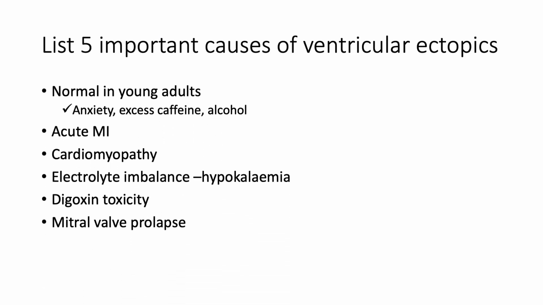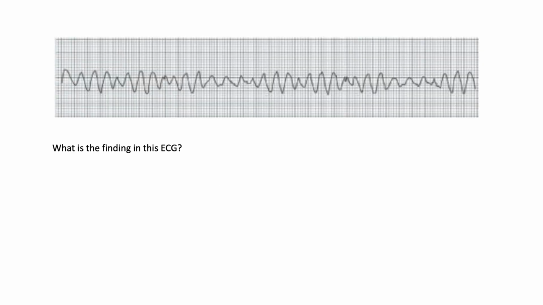And common causes in our setting can be a normal variant in young adults because of anxiety, excess caffeine, alcohol. Could occur in the setting of acute myocardial infarct, cardiomyopathy, due to electrolyte imbalance, and then we have hypokalemia, digoxin toxicity, and mitral valve prolapse.